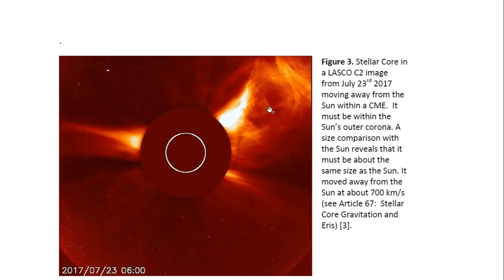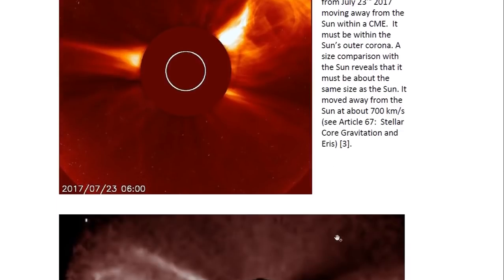And this one was even larger, about the same size as the Sun. The size of the Sun is indicated by the white circle on the occulter. And I actually measured the speed at which this object was moving, and you can see it is within the CME plasma, and it was moving at about 700 kilometers per second. For details on that, you may look at article 67, entitled Stellar Core Gravitation and Eris.